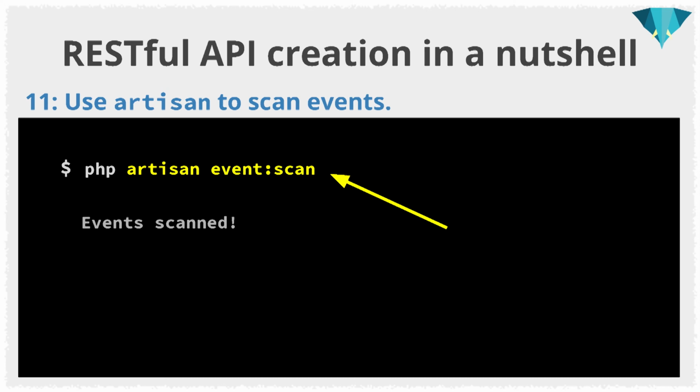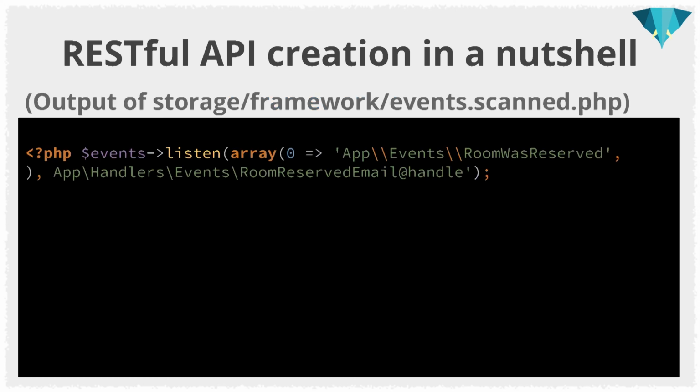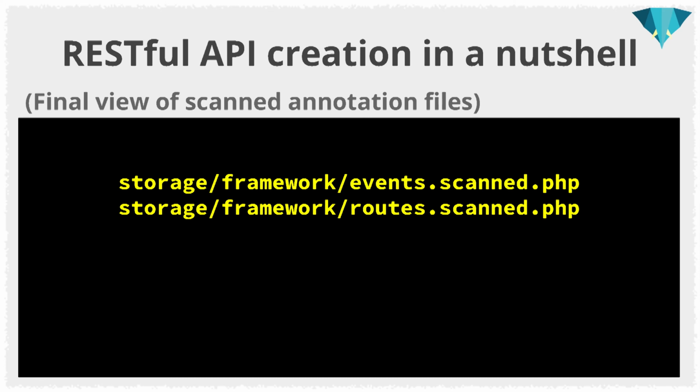So let's take a look at the output of this artisan command, and we will see again, as we saw several slides ago, that we have listen, passing in an array of things we want to listen to. In this case, the room was ReservedEvent, and then the second parameter, which is the handler, how we will handle it. We will send an email. So when we're all done, in storage framework, we have two files, events.scanned.php and routes.scan.php.